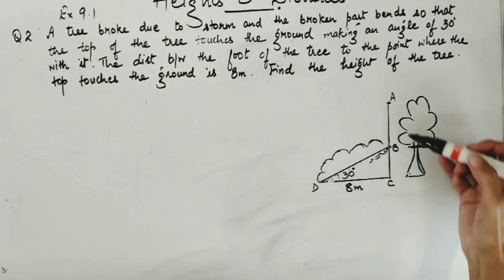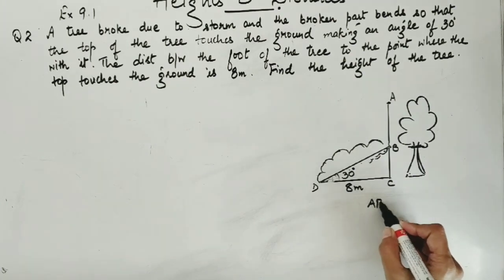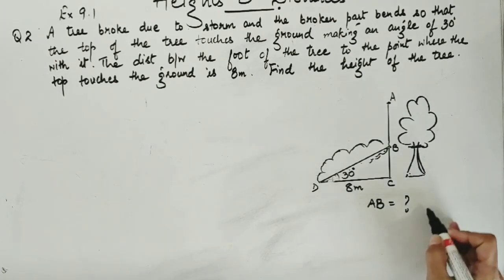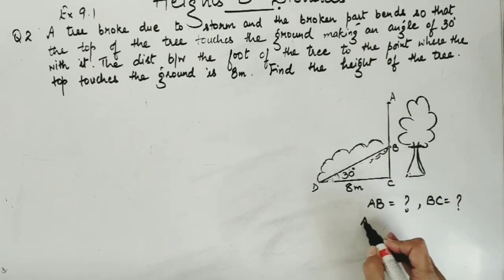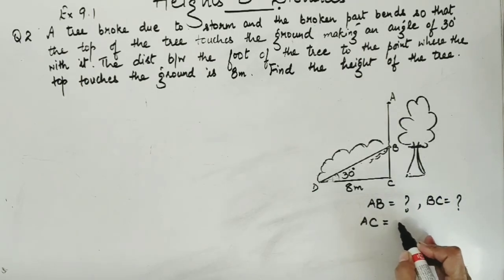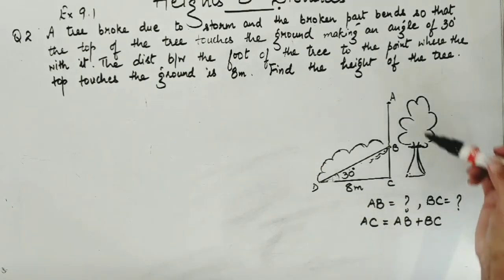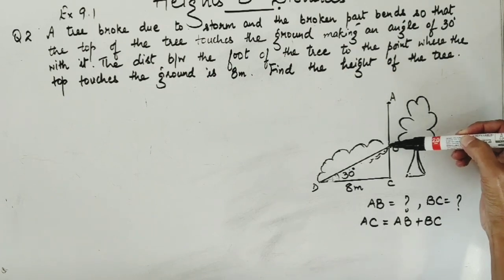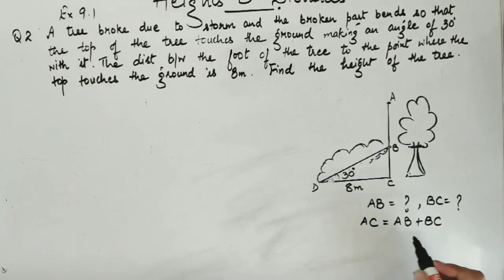We are asked to find the total height of the tree. Total height of tree means we need the length of AB and BC, and finally we add both to get AC. So AC would be AB plus BC. But how would you find AB? AB is actually the part which is broken, and AB and BD are equal. AB is equal to BD.